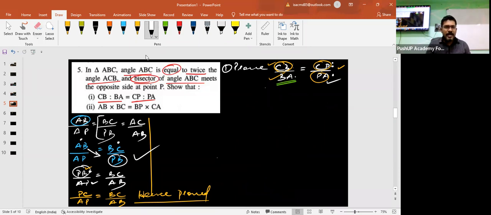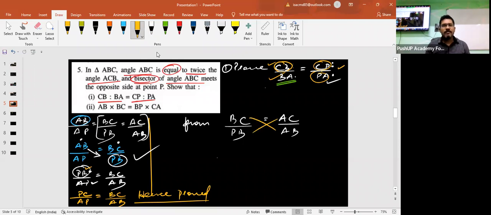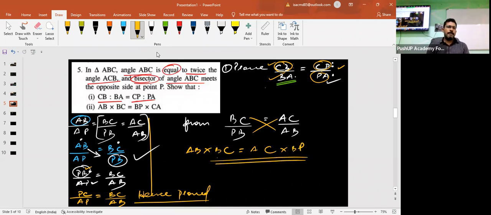Shall I take the second and the third ratio, BC upon PB is equal to AC upon AB? Shall I cross multiply both the left and right hand side? So what will I get? AB into BC is equal to AC into BP. Hence proved. I just took the second and the third ratio and I proved it. Okay. Children, did you all follow it?